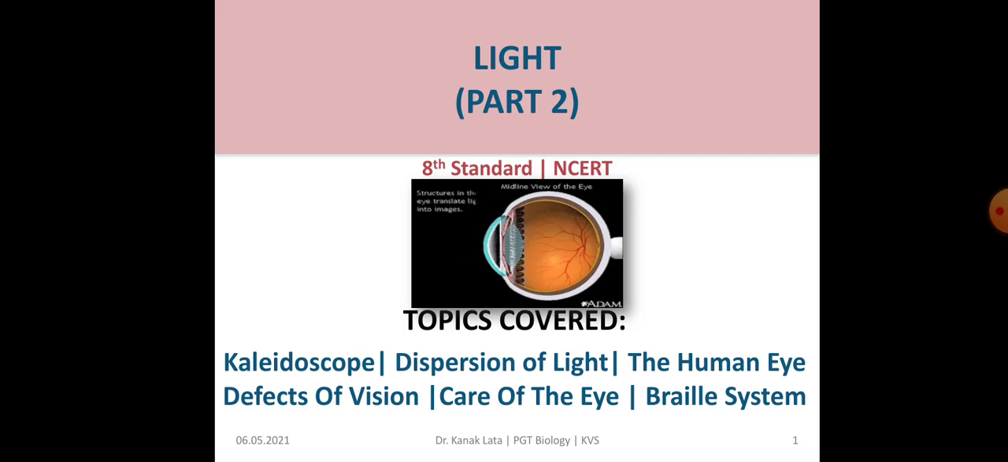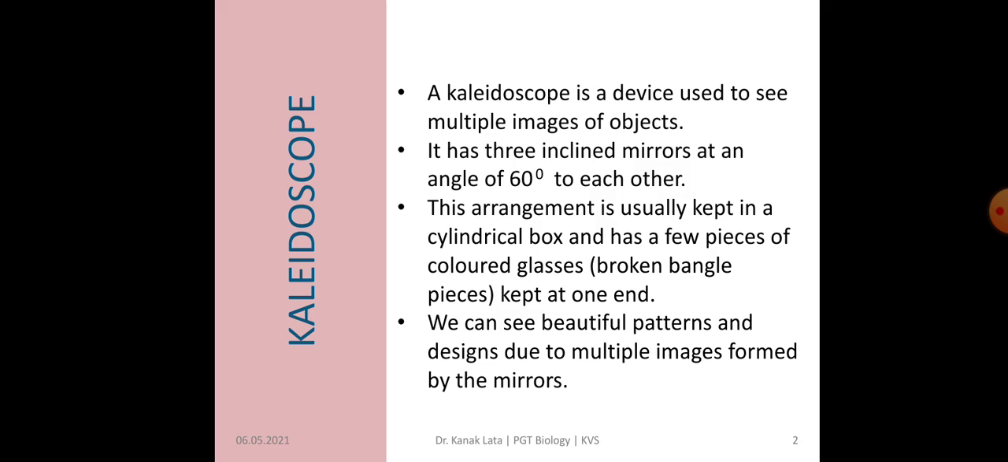In this session we are going to discuss kaleidoscope, dispersion of light, the human eye, defects of vision, care of the eye and Braille system. So let us start the session. First we will discuss about kaleidoscope.